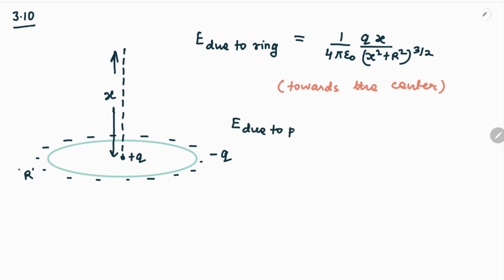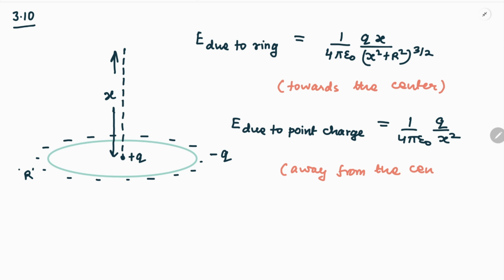Now due to the point charge, E due to point charge will be 1 by 4 pi epsilon naught Q by x square, and this is directed away from the center. So we have these two values, and it is evident that the magnitude due to the point charge will be greater than the electric field due to the ring, and therefore if we are writing the net value, we will be subtracting the smaller electric field from the larger electric field.